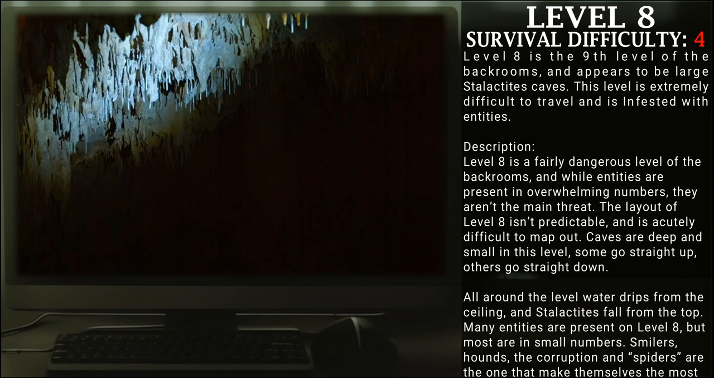While entities are present in overwhelming numbers, they aren't the main threat. The layout of Level 8 is unpredictable, and is acutely difficult to map out. Caves are deep and small on this level. Some go straight up, others go straight down. All around the level, water drips from the ceiling, and stalactites fall from the top.